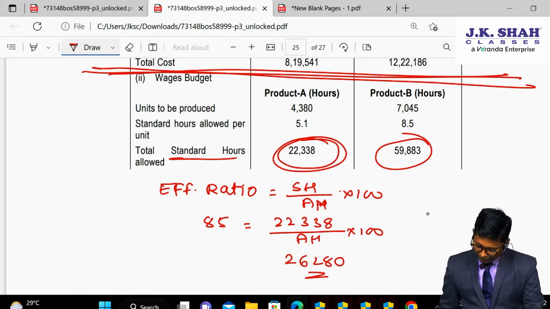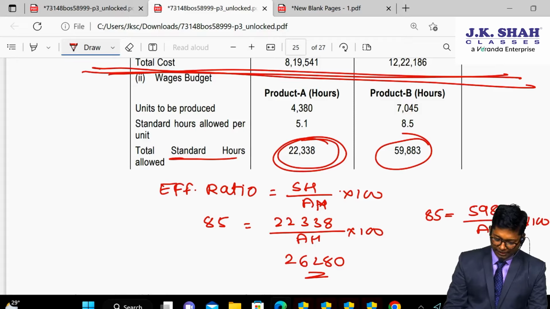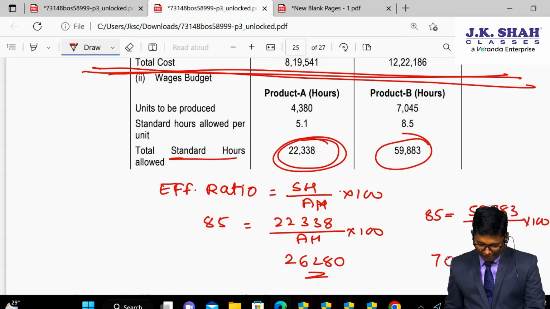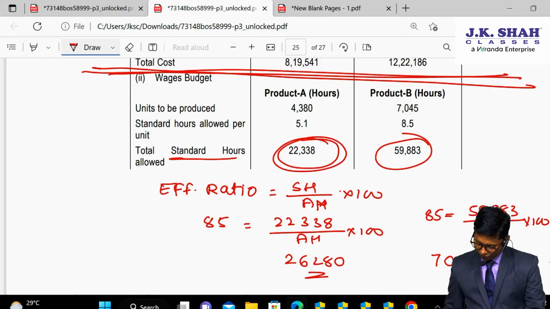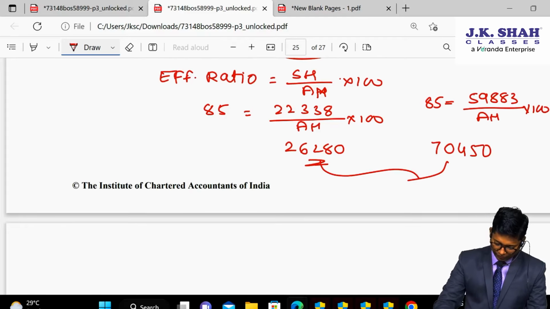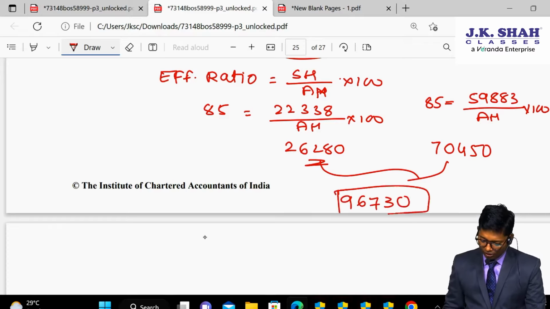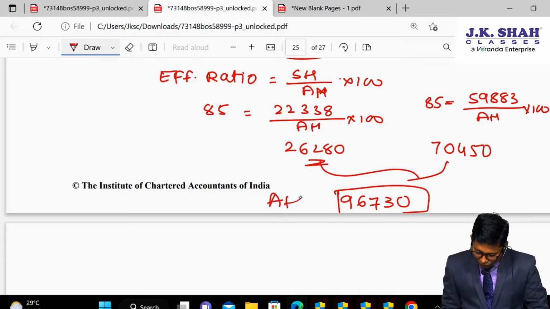For the second product, 85 is equal to 59,883 divided by actual hours into 100. So 59,883 into 100 divided by 85 is equal to 70,450 or 451. Okay. When you add up these values, you are going to get the total number of hours actually needed, 96,730 or 31. These are the actual hours, correct.